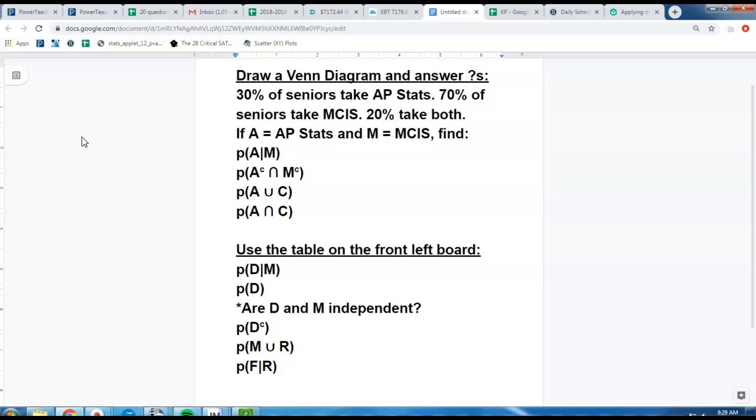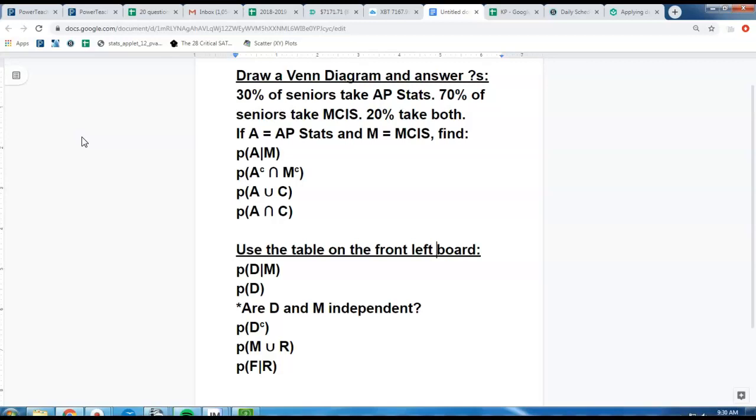So M given A means we know we're in the A circle. So how big is the A circle? 30. Within that A circle, how much of it is also in the M? It's 20. So again, you can put 20 out of 30, you can put 2/3, you can put 0.666 repeating, all those are fine. 66.6%, I don't care what format it's in.